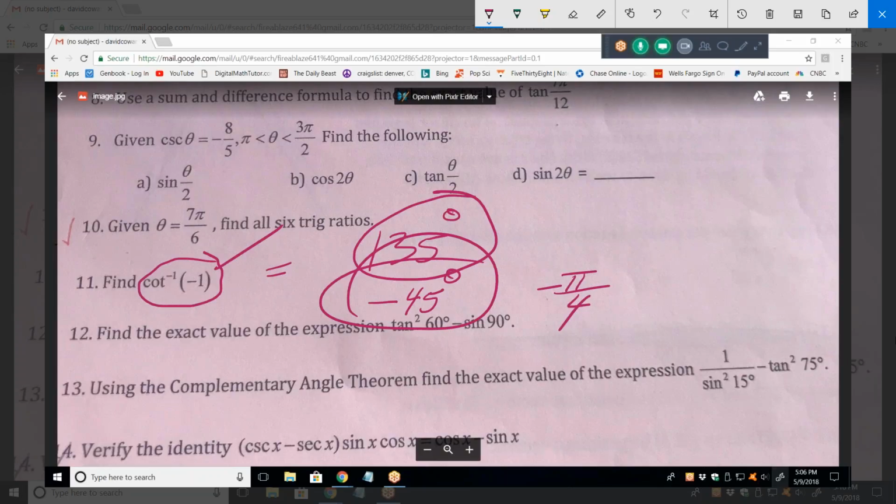Now, maybe it's because it's the CAS version. I don't know though. No, mine's a CAS version also. Let me see. We're taking inverse cotangent of -1. I get 135 degrees also.